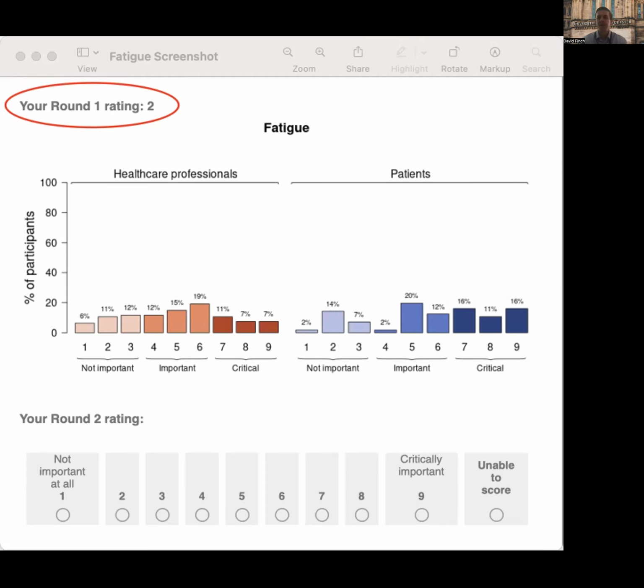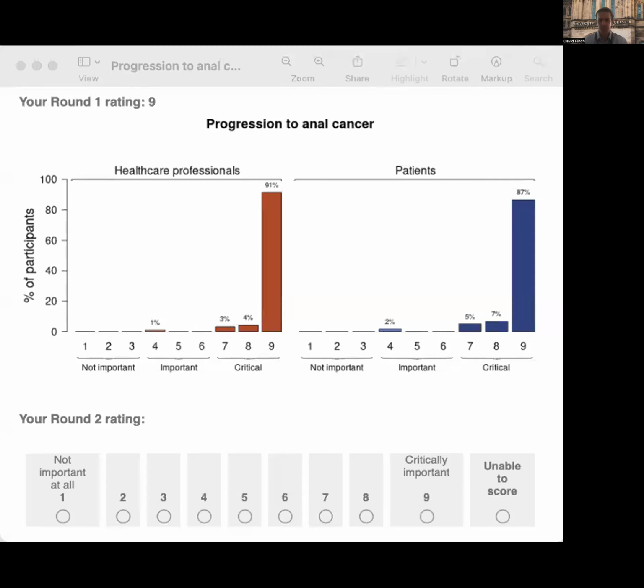In contrast, if we now look at the outcome progression to anal cancer, what we see here is a strong signal of importance for inclusion in a core outcome set across both groups, with high percentage of participants in each group rating the outcome as of critical importance.